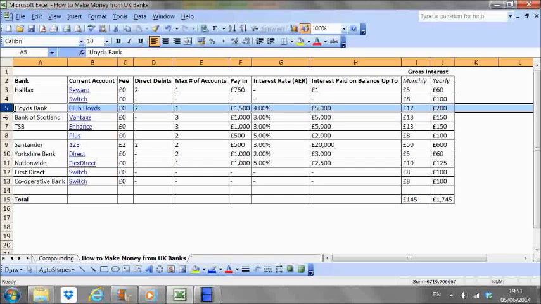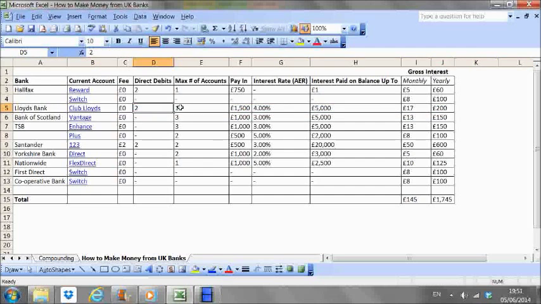Now, Lloyds Bank has been offering Vantage accounts up to July this year. It will end this July, and it's not open to new customers, obviously. So they have come up with a new account. It's called Club Lloyds. For Club Lloyds, you need two direct debits, maximum one account. You have to pay in £1,500. They pay 4%. You can have 5,000 in the account. You can have more, but they will only pay up to the 5,000 pounds.